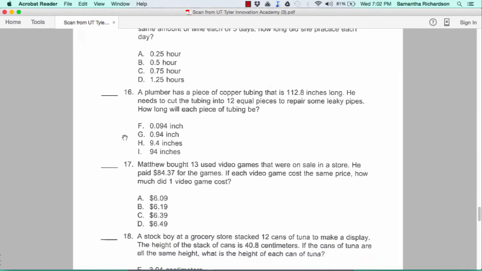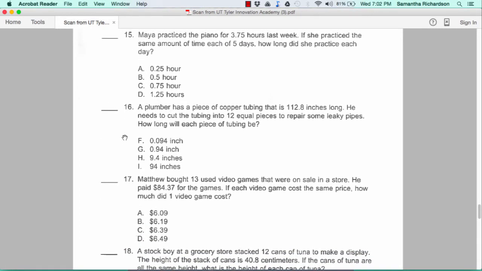Number 16. A plumber has a piece of copper tubing that is 112.8 inches long. He needs to cut the tubing into 12 equal pieces to repair some leaky pipes. How long will each piece of tubing be? F. 0.094 inch. G. 0.94 inch. H. 9.4 inches. I. 94 inches.